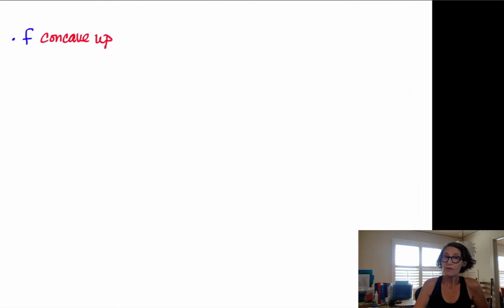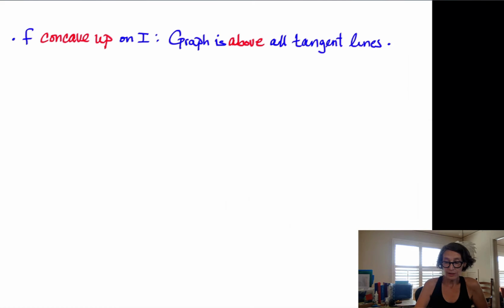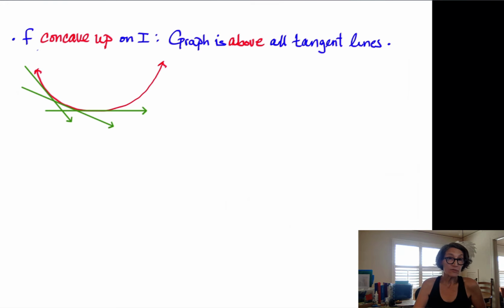We say that a function f is concave up on an interval I when the graph of f is always above its tangent lines on that interval. So let's see what that looks like. Here's a concave up graph, and I'm going to draw a couple of tangent lines. Notice the tangent lines I've drawn so far have negative slope, but they're becoming less negative. And then here's one that has slope 0, and then positive slope, and then a little more positive.